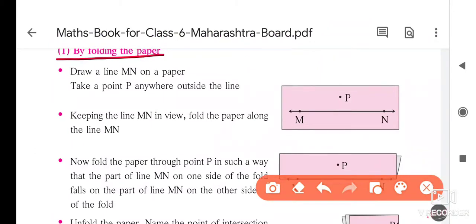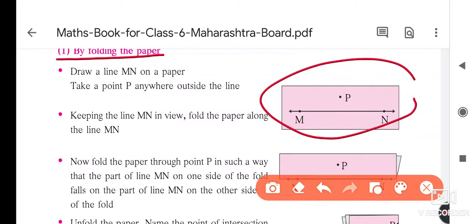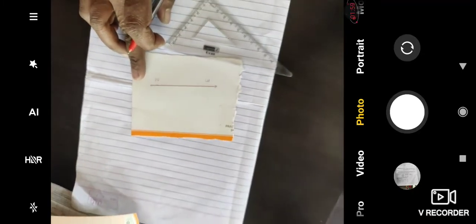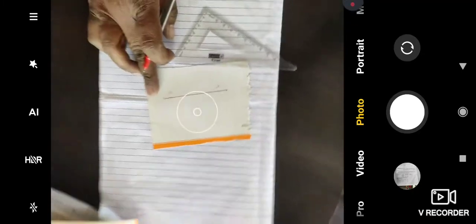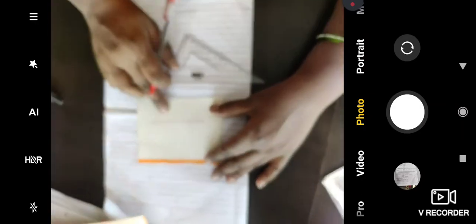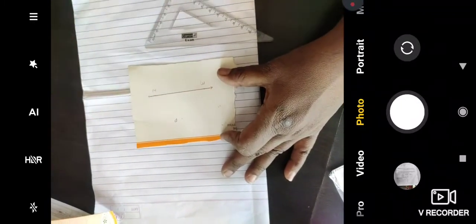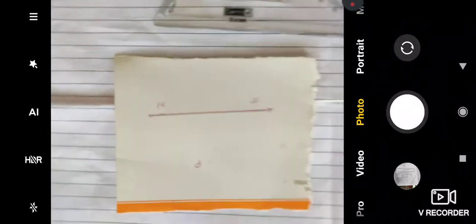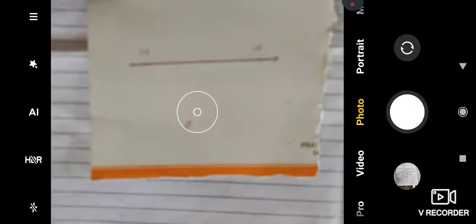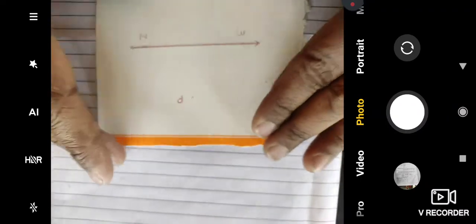For that you have to take one page and draw one line on it. Draw one line and give it the name MN. So here, for the first method, by folding a paper, I have taken the line MN, and here I will take one point, and that point's name is the point P. On that point P, I have to draw the perpendicular to the line MN.